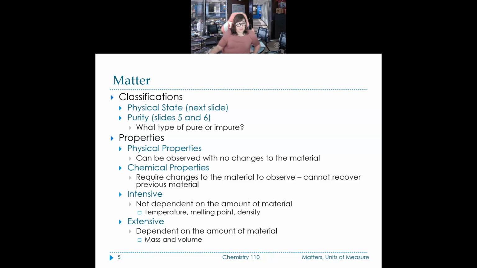Physical properties can be observed with no changes to the material. Chemical properties require us to do some sort of chemistry to be able to look at what it is, and we can't get back the previous material once we've done that.